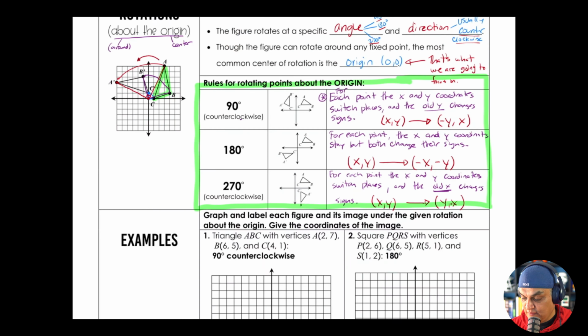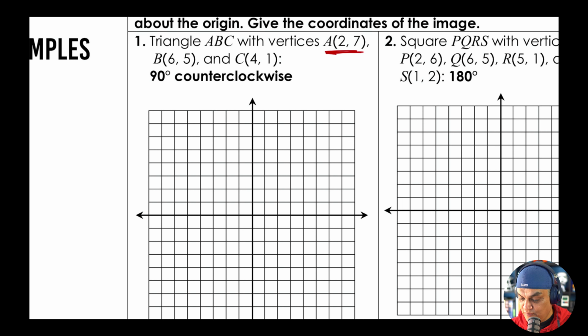Now, someone asked, can we stop here? I do want to do one thing. I'm not going to move a whole figure. I want to move just 1 point. So, number 1, we need to move triangle ABC. I don't want to move the whole triangle, I just want to move A. It's 2, 7. So 1, 2, 1, 2, 3, 4, 5, 6, 7. So there's A, and it's 2, 7.